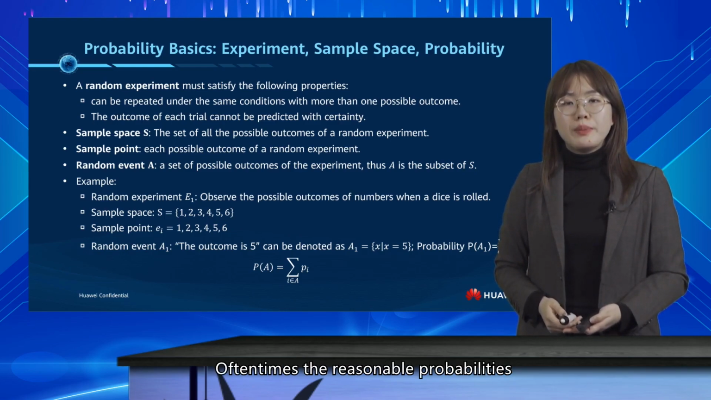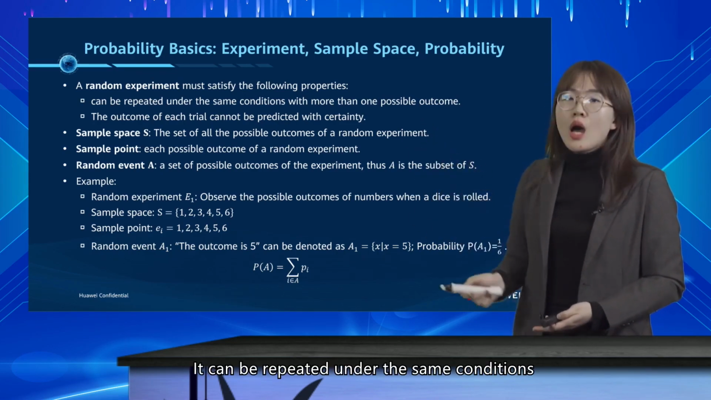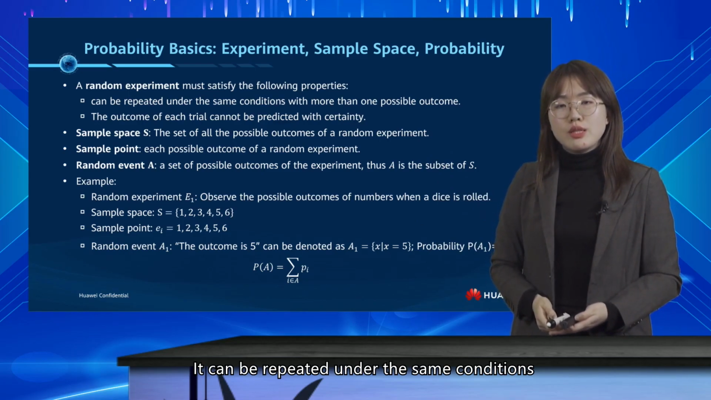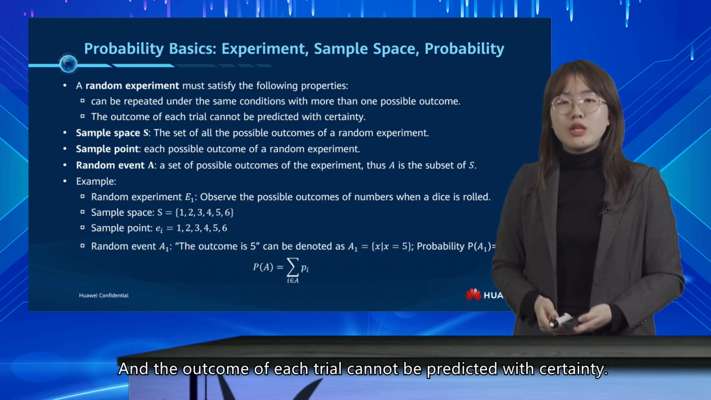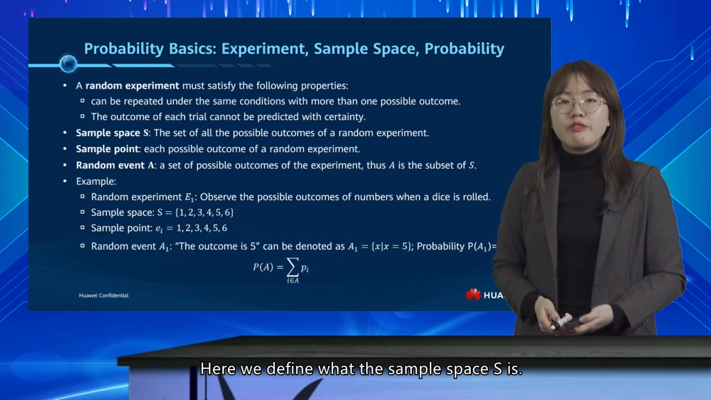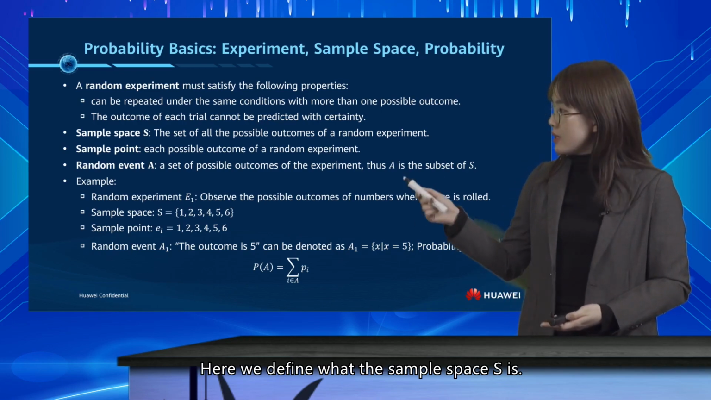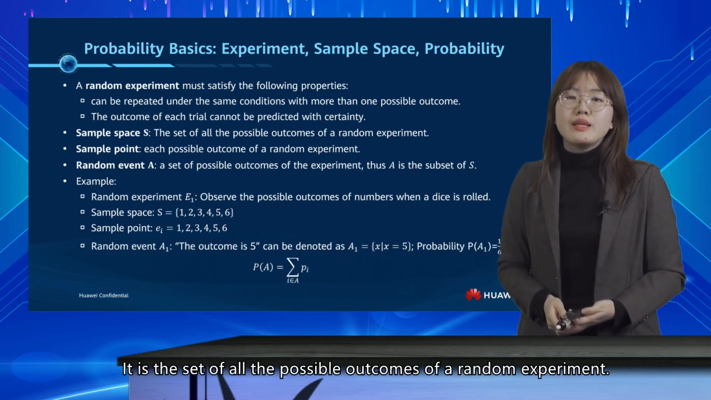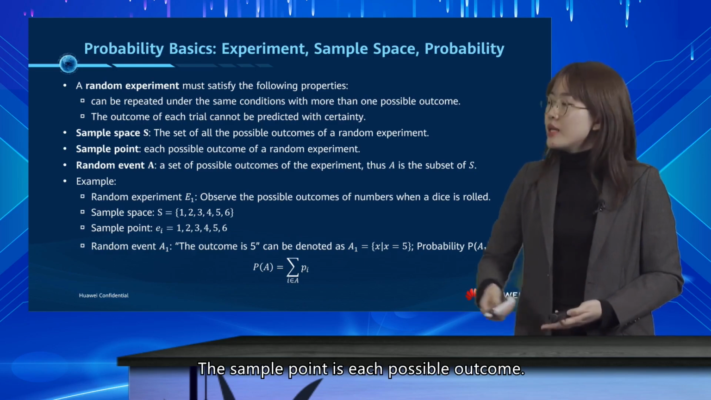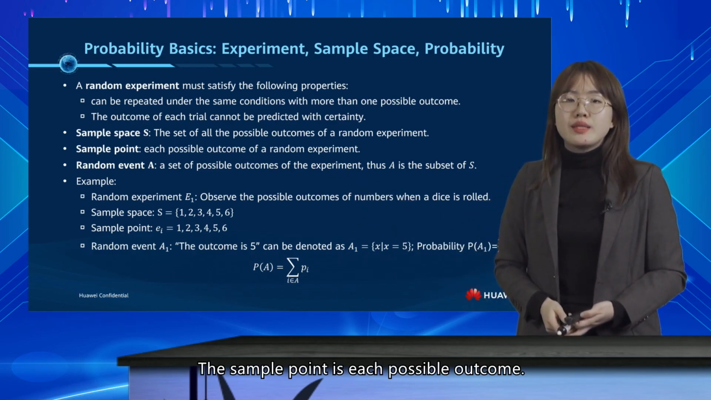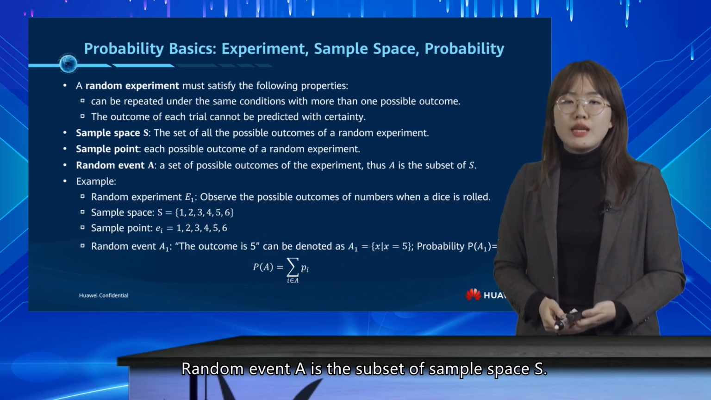Oftentimes, reasonable probabilities can be obtained from a random experiment. It can be repeated under the same conditions with more than one possible outcome, and the outcome of each trial cannot be predicted with certainty. Here, we define what the sample space S is. It is the set of all the possible outcomes of a random experiment. The sample point is each possible outcome. A random event A is a subset of sample space S.